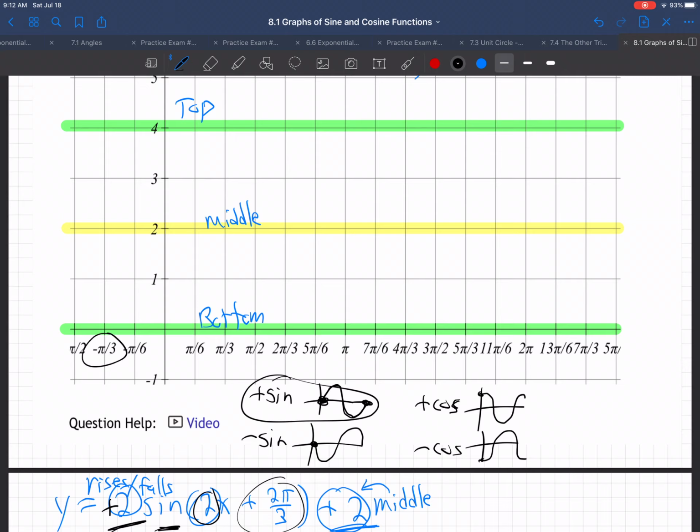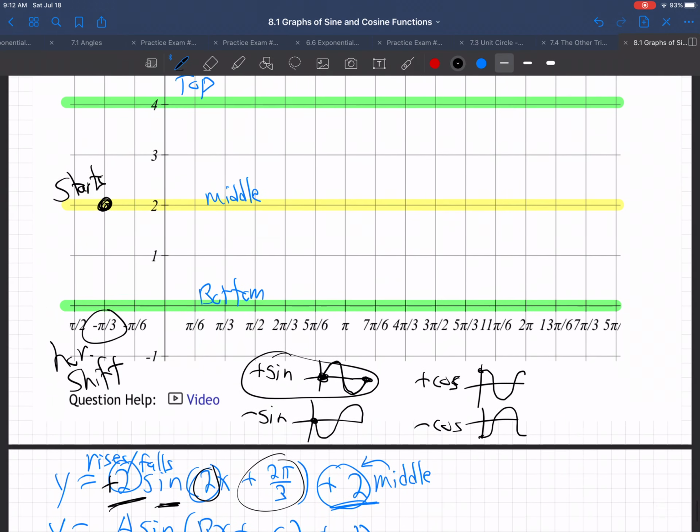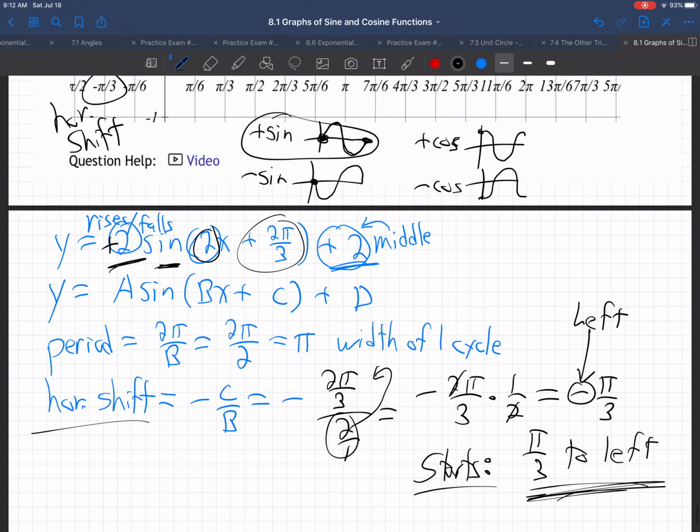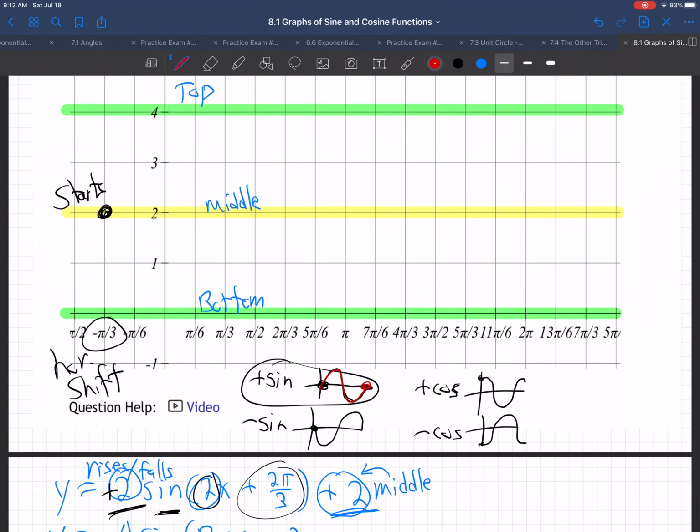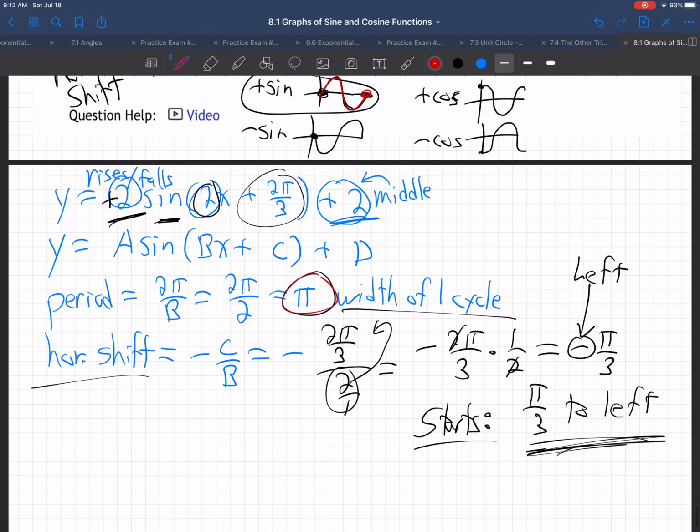So here it is, minus pi over 3 right there. There's where the graph starts one cycle. Horizontal shift, pi over 3 to the left, in the middle, because sine graphs start in the middle. And then its period is pi. That's the width of one cycle. So it does its whole thing, meaning it goes up, goes down, back to the middle, in a width of pi.